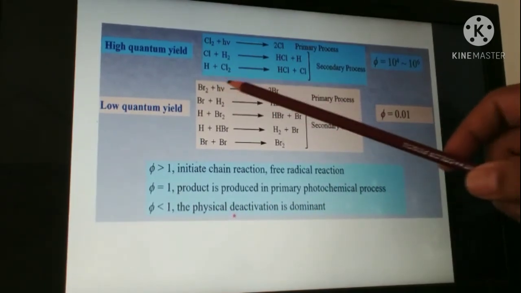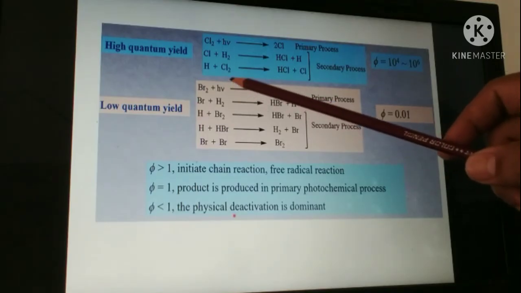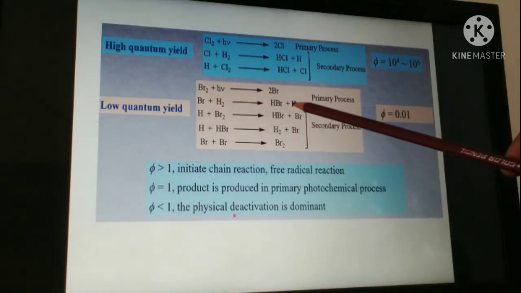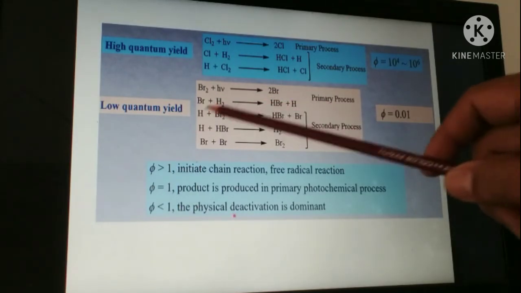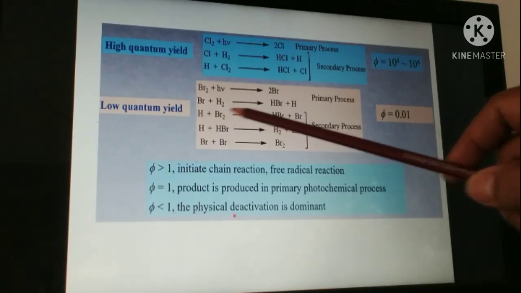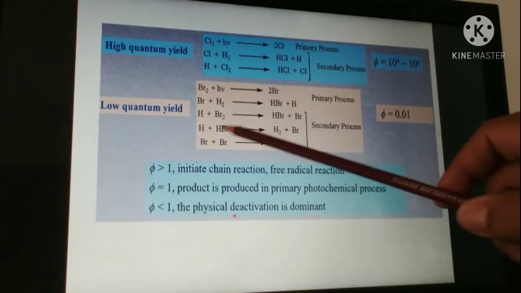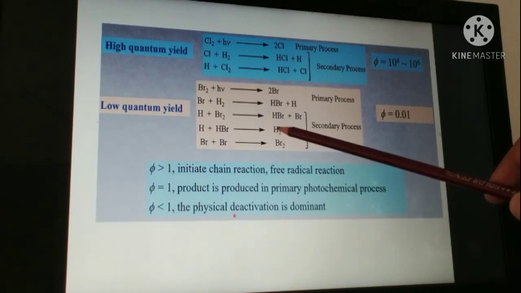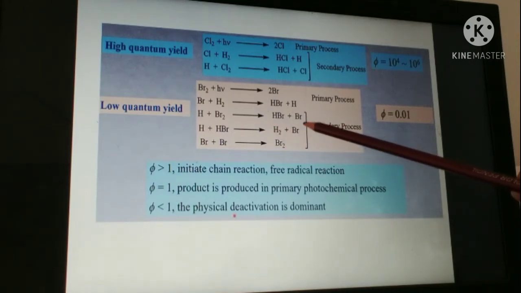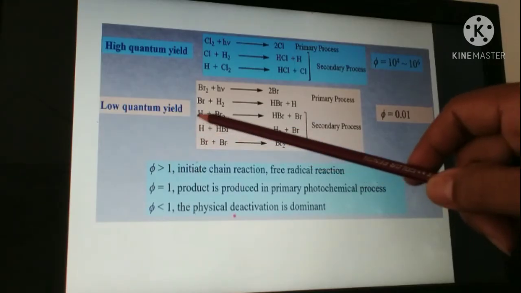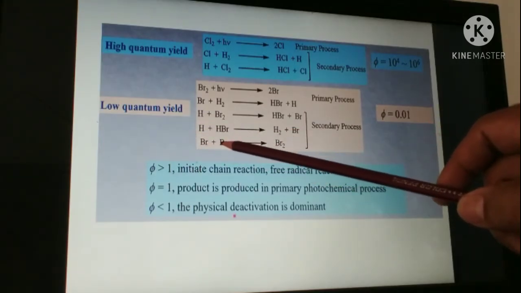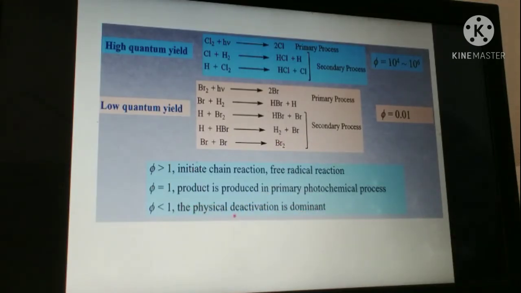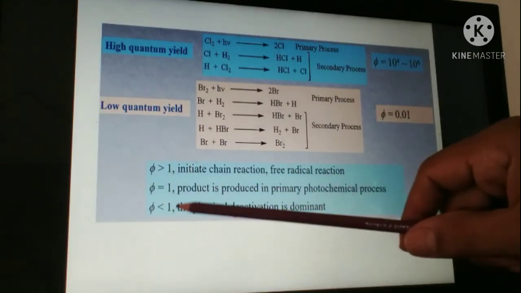Here you can see in this reaction, when bromine is irradiated, it forms 2 bromide radicals. This bromide radical reacts with a hydrogen molecule to form HBr, and a hydrogen radical is produced. This hydrogen radical again reacts with a bromine molecule to form HBr and a bromide radical. Here you can see this product, HBr, again reacts with a hydrogen radical to form the reactant hydrogen, and a bromide radical is produced. So these two, this bromide radical and bromide radical, combine to form this bromine molecule. So here the physical deactivation is dominant when the yield is less than 1.